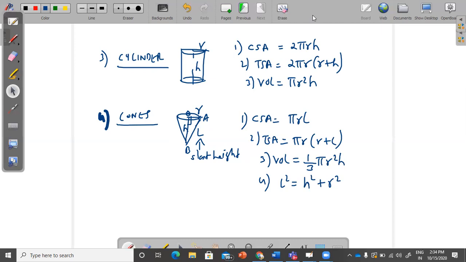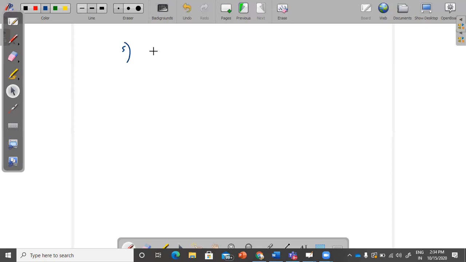After this, next we come to spheres and hemispheres. We have a sphere. Sphere is like the earth. Earth is spherical. It's three-dimensional, not the circle as it is seen on the screen, but it is like a football, covered from all sides. So here we don't have curved surface and total surface. We have only one area, that is the surface area. So that is 4 pi r square.